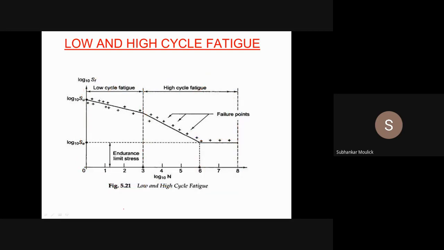Any doubt in this low cycle and high cycle fatigue? No, sir. Okay. Next.